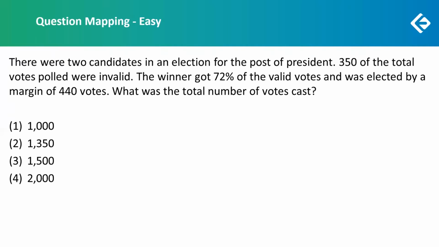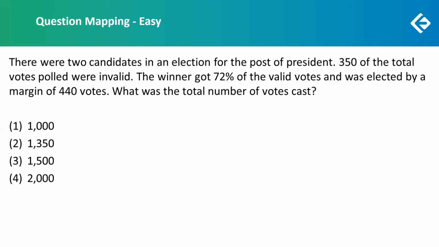Next, we had an easy question, a very standard question on election between two candidates. So we had some invalid votes and some valid votes, and we had information about the margin by which the winner was winning. Just by taking the number of valid votes to be 100x, winner is getting 72x. So loser is getting 28x. Difference is 44x, which is equal to 440.